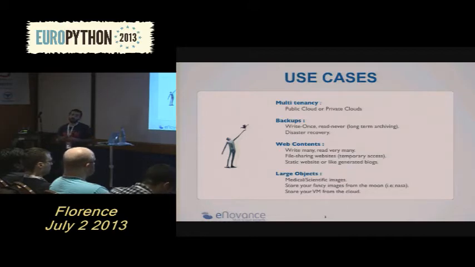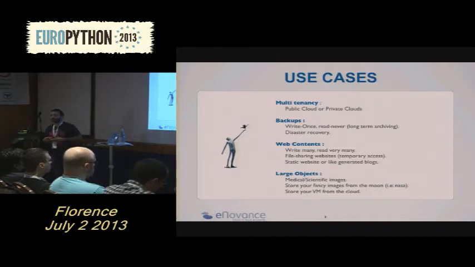Or you can use it for a private cloud as well. So you have your own system, your own couple of developers, and you want a place to store stuff. So what kind of stuff? You can do backups. Object storage is a good use case for backup. You write once and you read never. So you do some long-term archiving, and you just want a very efficient way to do that. And you have disaster recovery.